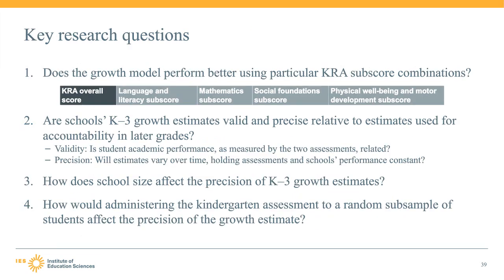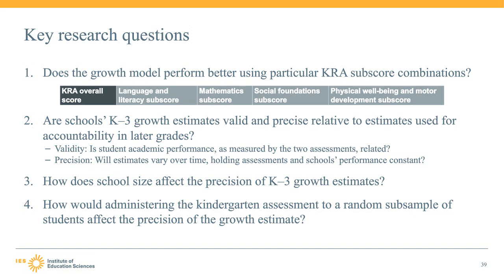The study looked at 4 main research questions. The first was whether an overall KRA score, as it's reported, would make the best baseline measure for the student growth percentile, or whether some combination of the 4 subscores that are reported for the KRA might perform better as a baseline measure. We also looked at whether the K-3 growth estimates were valid and precise relative to the student growth percentiles that are produced for later grades. And what we mean by valid here is that what is being measured by the 2 assessments are similar, and measuring growth from one to the other is providing something that's meaningful.